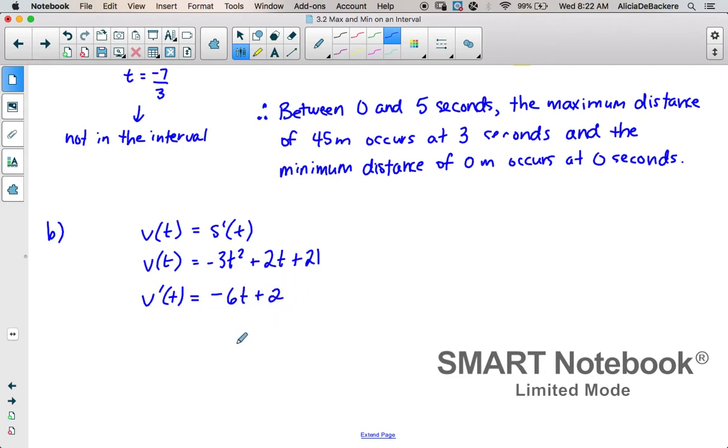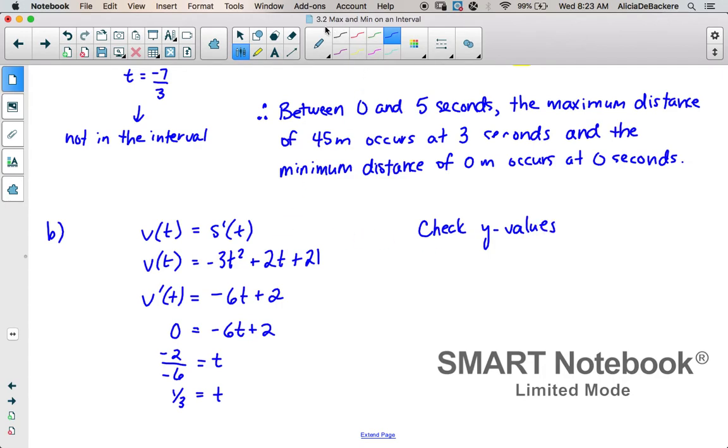So taking the derivative, I get negative 6t plus 2. And now to find the horizontal tangents, those local maximum and minimums, I want to set the derivative value equal to 0. And then I'm going to rearrange and solve. So I'm going to get this one here, I'm rearranging and solving because it's already linear, right? There's no quadratic here to factor. And so I get 1/3 for my t value. Now my interval here goes from 0 to 5, so 1/3 is in my interval. I just need to check those 3 y values.